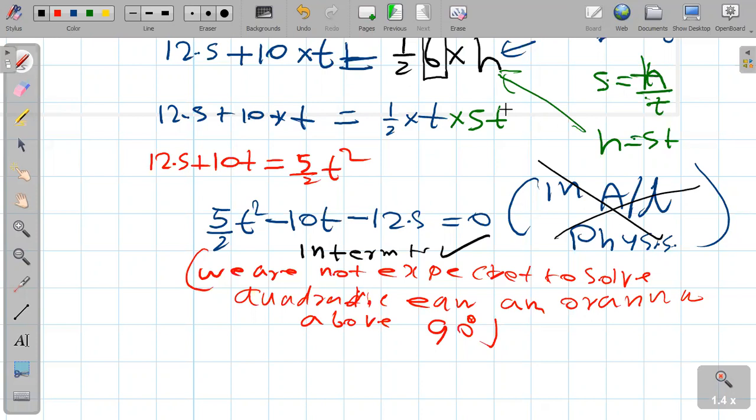This is a graph question. If they are asking you this, they are just about to check your graph reading ability. You are just going to apply something what? Equations ability. So it's two different extremes. You will get no marks.